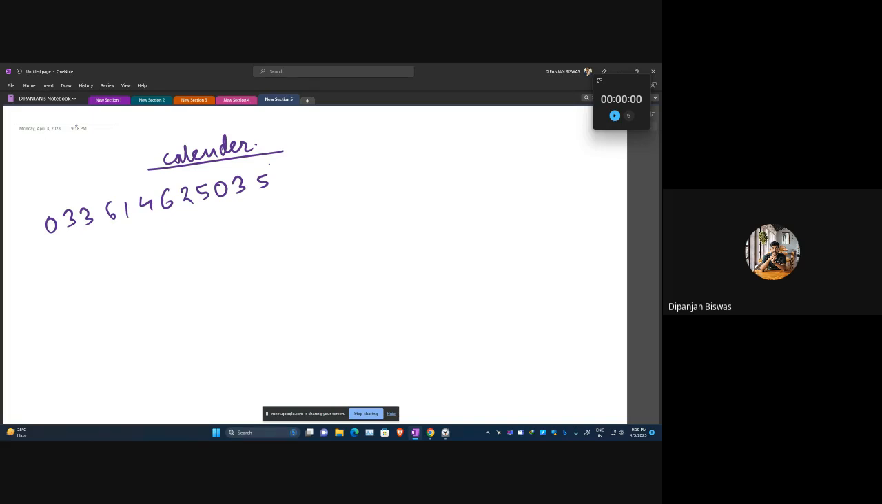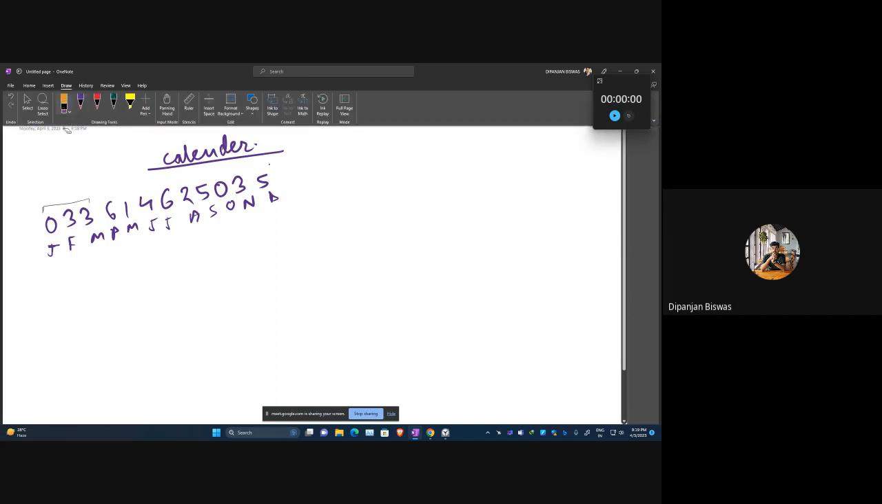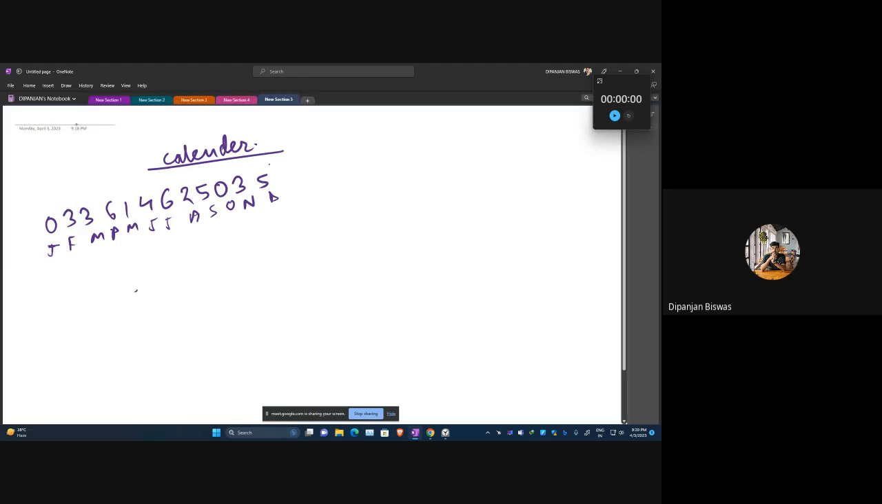Why do you need to remember this? These are the month codes, starting from January, February, March, April, May, June, July, August, September, October, November, December. These are the month codes of all the months from January to December. People from Kolkata can remember 033 like the landline code. Only West Bengal. So these are the month codes: 033 6146 25035. Just write down this number 10 to 12 times and you should be remembering it.